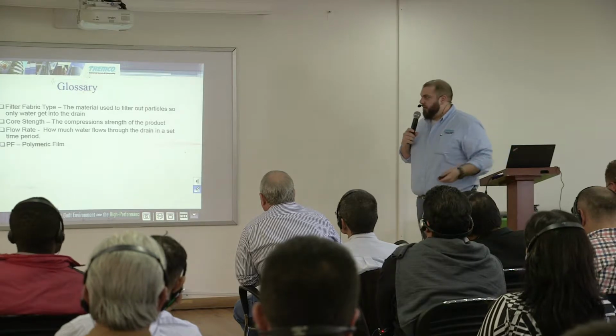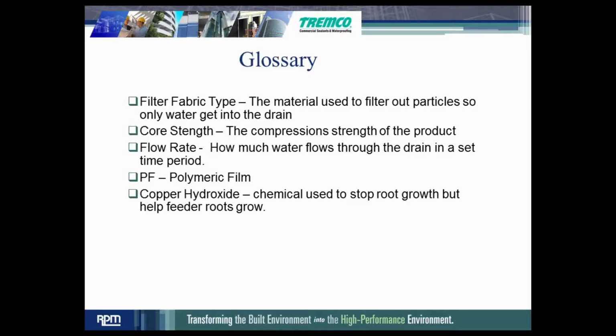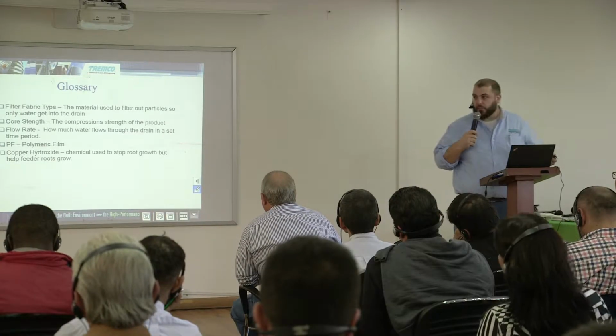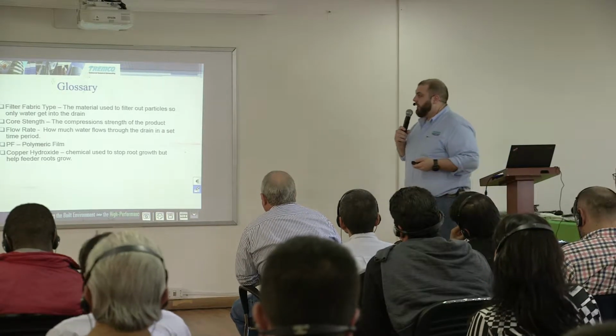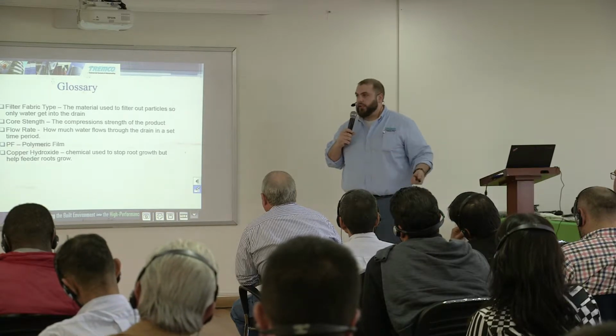Again, PF is that polymeric film. Copper hydroxide is used to inhibit the growth of roots. Perfect example was that conversation that we had earlier where the roots are wreaking havoc on your waterproofing membranes. If you used a drainage mat with copper hydroxide, that should alleviate your concerns.